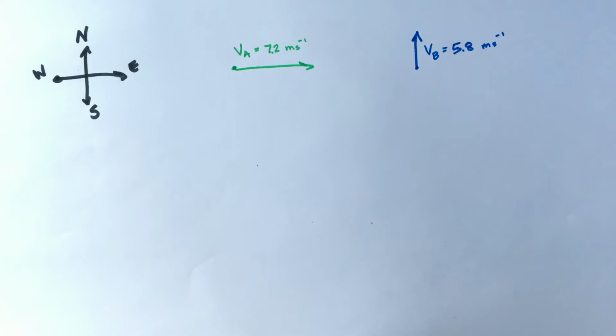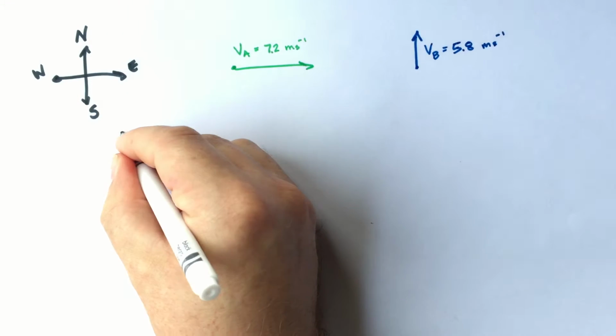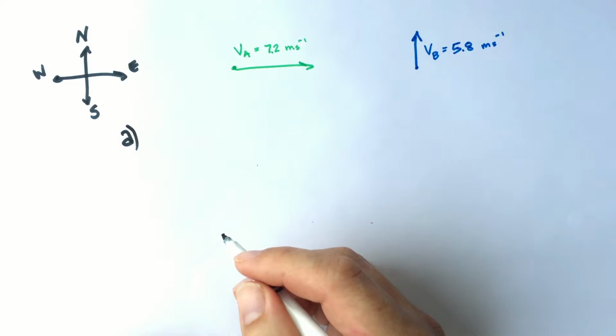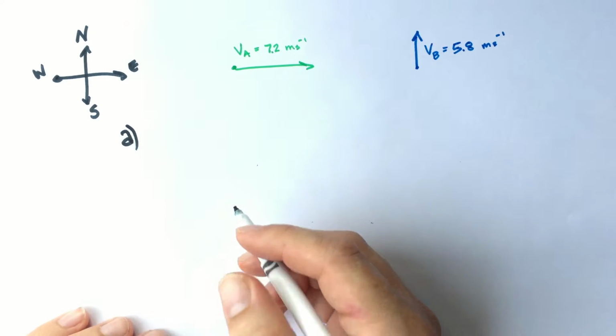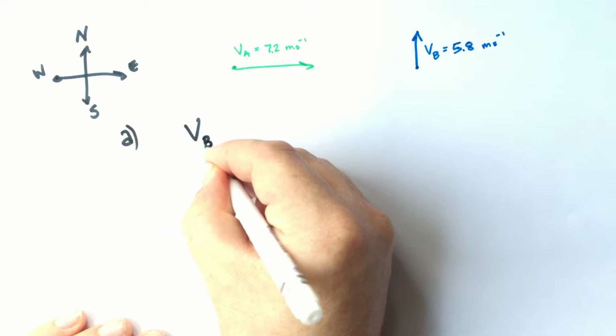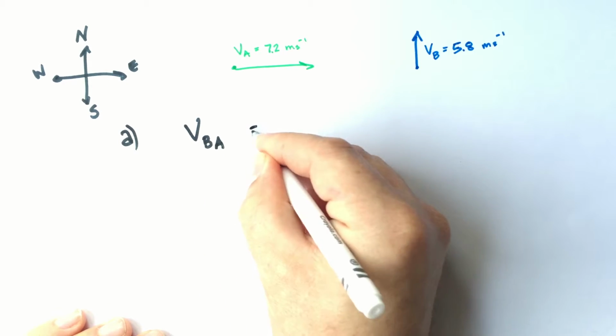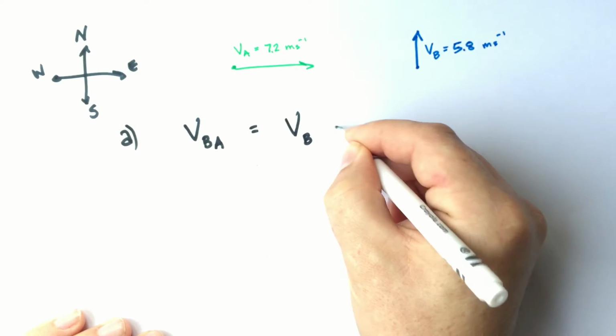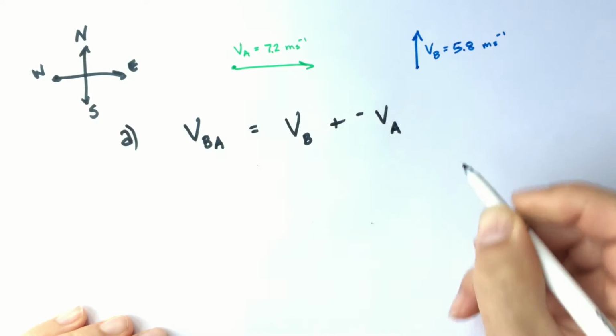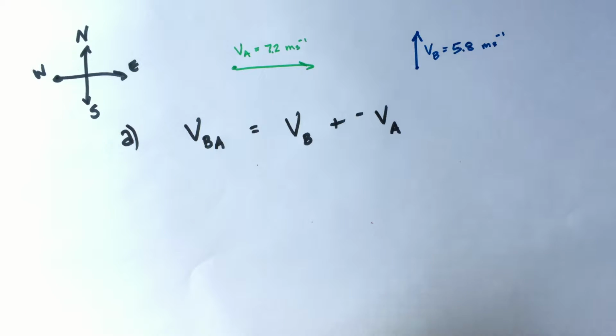All right, it says determine the following. For part A, find the velocity of boat B relative to boat A. So they're saying find the velocity of boat B relative to boat A, and we know that that's the velocity of B plus the negative velocity of A. No problem. Here's how we do this.